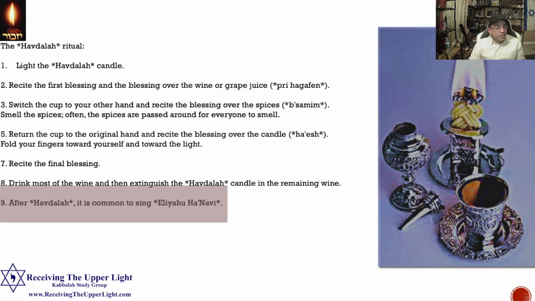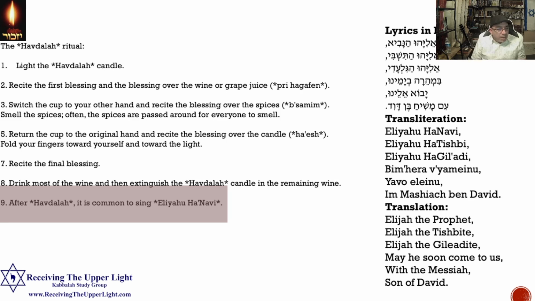Now, to finish, because we are already at an hour and a half, which was our limit, here are the lyrics, right? Eliyahu Hanavi, Eliyahu HaTishbi, Eliyahu HaGiladi, Bimherah Beyamenu, Yavo Eleinu, Mashiach ben David. Elijah the prophet, Elijah the Tishbite, Elijah the Gileadite, may he soon come to us with the Messiah, son of David. Okay, that's the song.